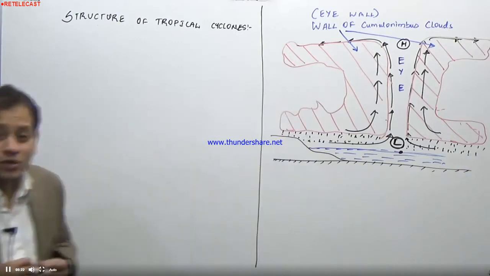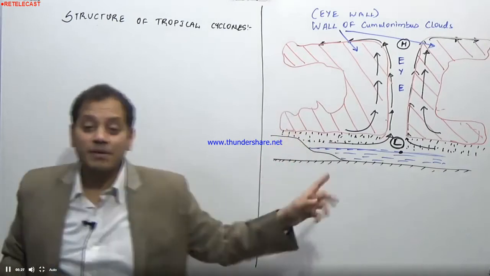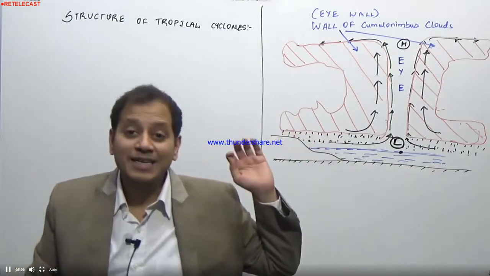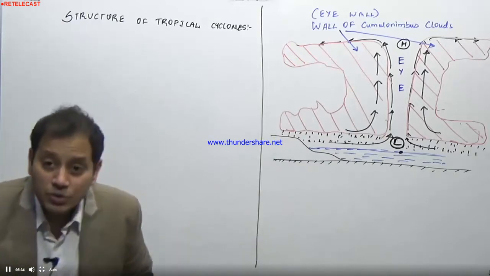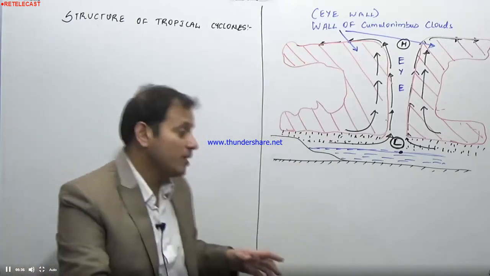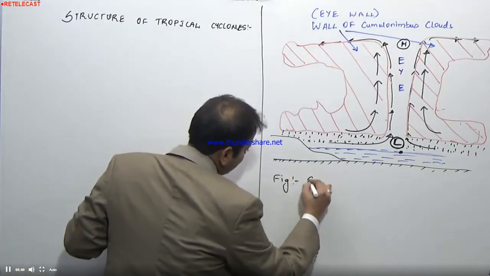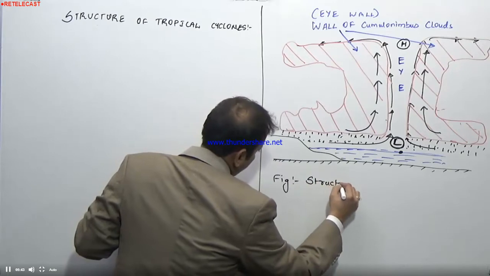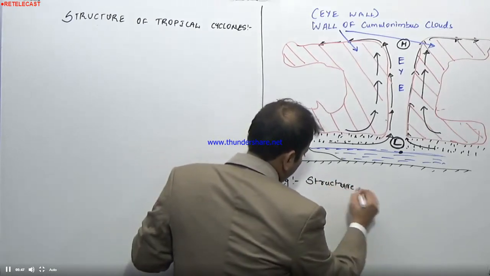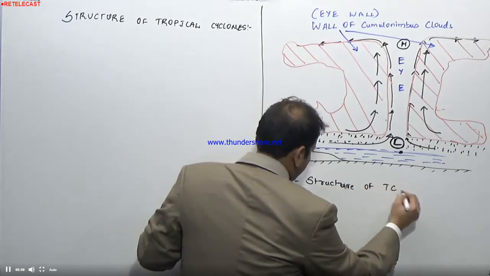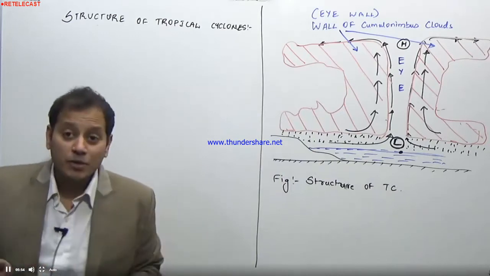So this is how the tropical cyclone will look like. What are these dots? These dots are nothing but the precipitation and rainfall which is occurring. This is the diagram which you should draw in the examination if the question comes on the tropical cyclone, and obviously label the figure as the structure of a tropical cyclone. So how can we write about the tropical cyclone?